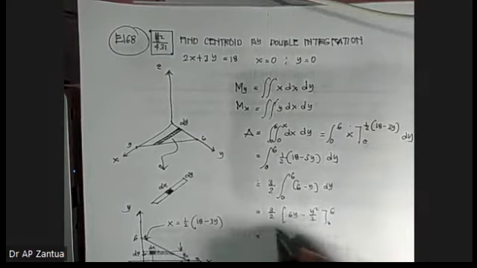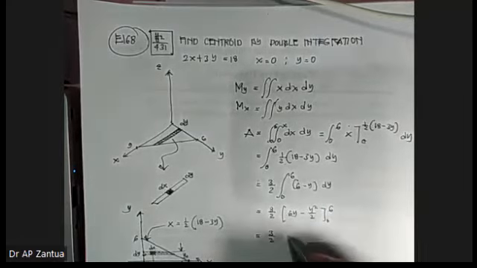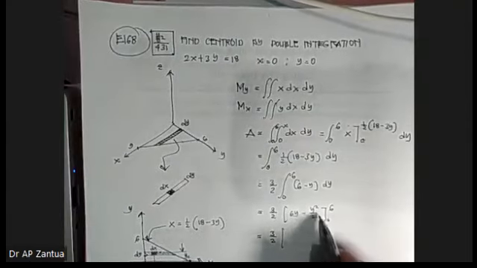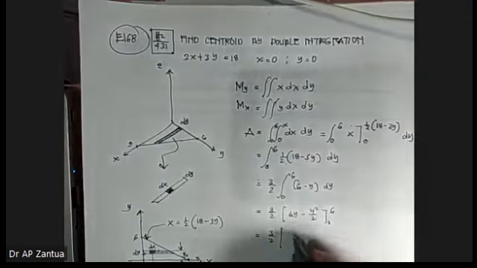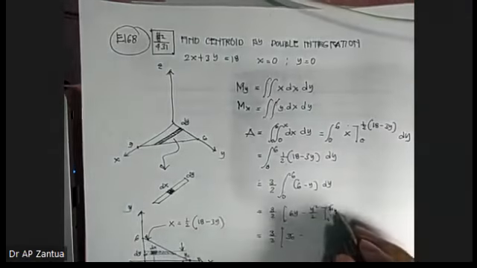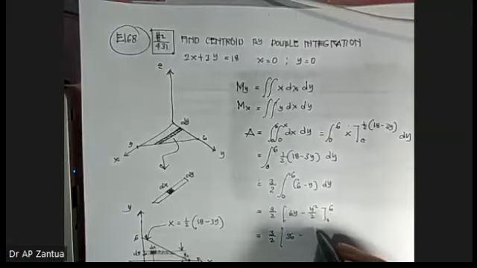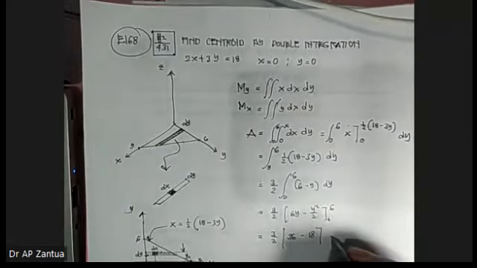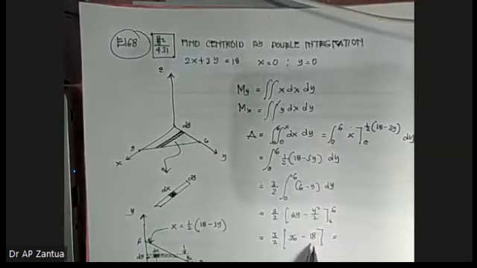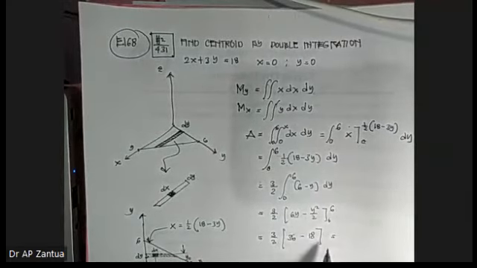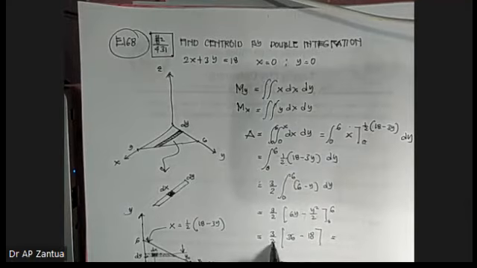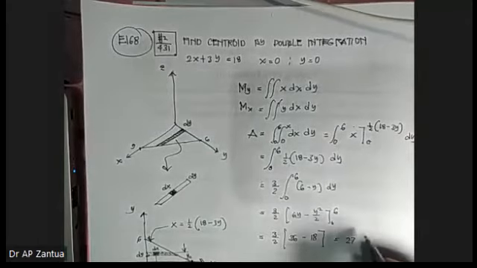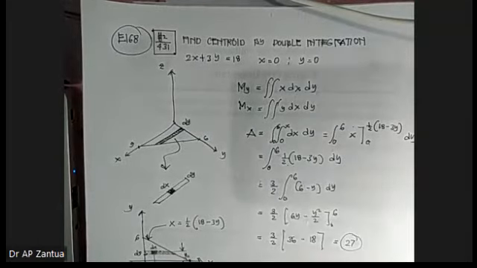Substitute. 3 halves. If you substitute 0, all of this will become 0. Substitute 6: 6 times 6, 36, minus 36 over 2, that is 18. And that is 36 minus 18, that is 18. So 18 divided by 2 is 9. 9 times 3, that is 27. That is the area.